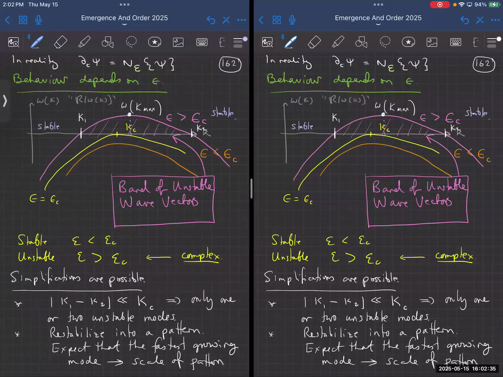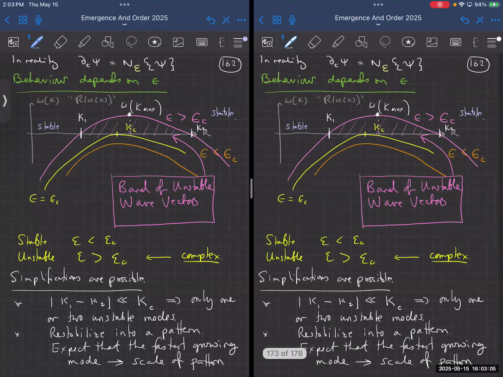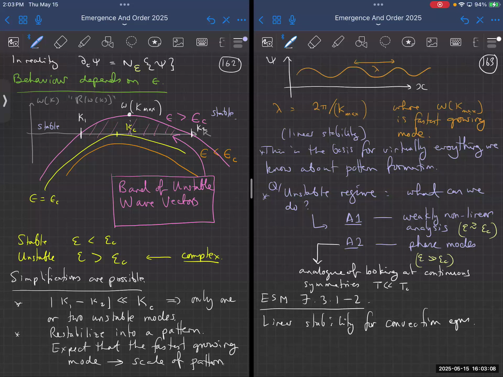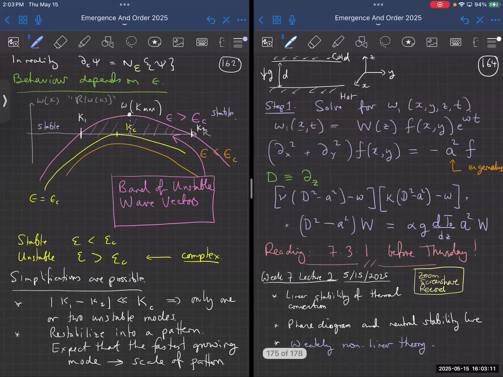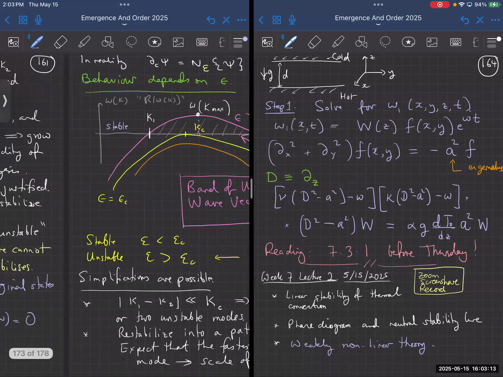So that's the stability analysis. And if we want to predict what the scale of the pattern is, we know that the pattern is going to be restabilized by nonlinearities, but we can already guess that the scale at which it is restabilized is going to be determined by the wavelength of the fastest growing mode. That's omega at k max on the right and left hand panels there. And so that is our first approximation, at least in the weakly nonlinear regime, for the wave vector of the pattern that forms.